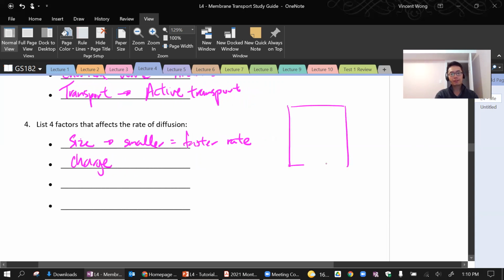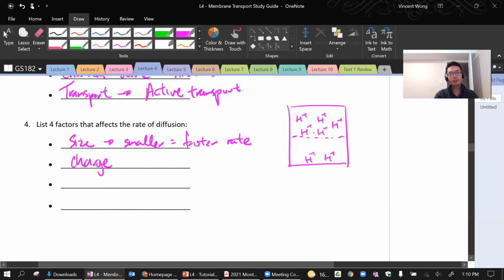If you have 2 parts here, there's a membrane, and then you have a bunch of H plus here. Okay, and then maybe some H plus here. So the H plus will be driven to go this way because of 2 driving forces. Number 1, there is the concentration gradient. Okay, so that's going from high concentration to low concentration. Number 2, there is an electrostatic gradient.